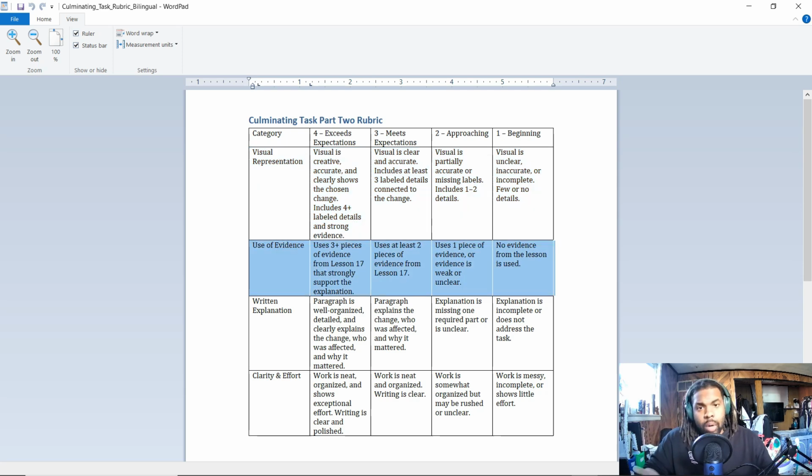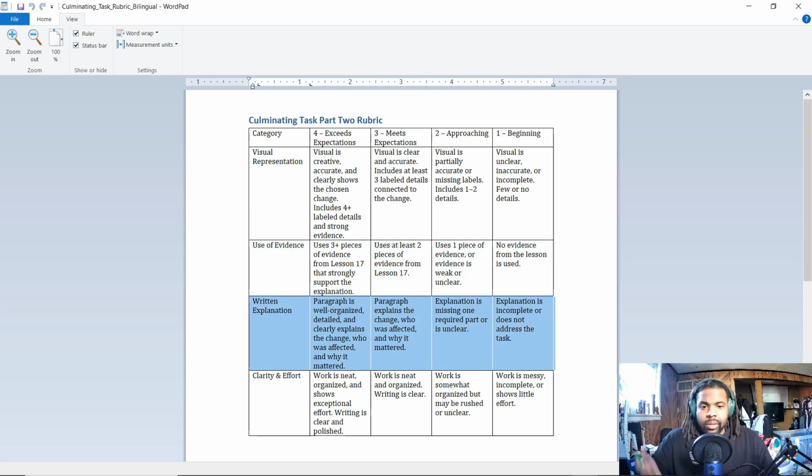Now, if you want to get a 1 on use of evidence, use no evidence whatsoever. If you want to exceed the expectation of usage of evidence, make sure you use at least 3 pieces of evidence from the lesson 17 worksheet of culminating task, or even from other worksheets, or even from online. Written explanation. Again, if you want to get a 1 on this, you just need to have an explanation that's incomplete or does not address the task or the prompt. If you want to have a 4 that exceeds expectations, you need to have a paragraph that is well organized, detailed, and clearly explains the change, who was affected, and why it mattered.